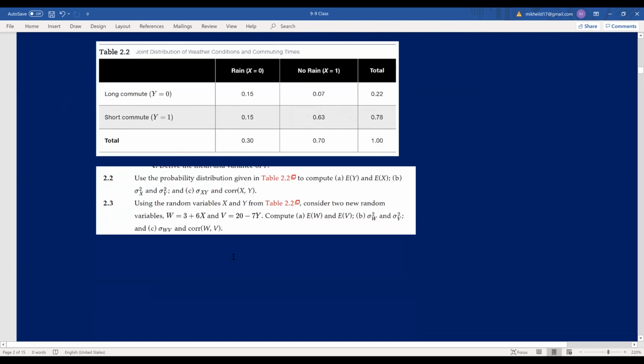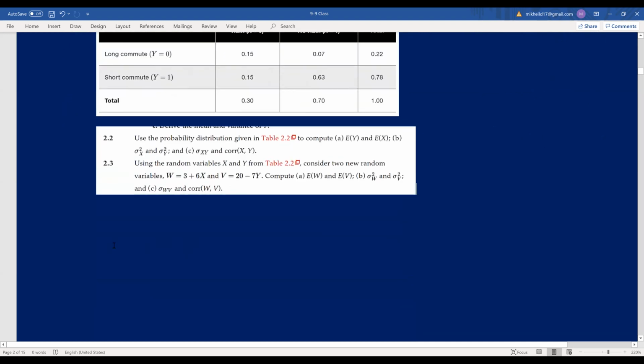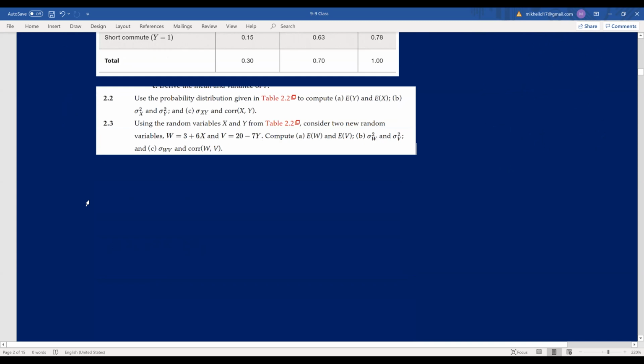Okay, now let's do this 2.3 because that's also very important. So here we have, before, we had random variable X and random variable Y, and we calculated the expectation, variance, right?